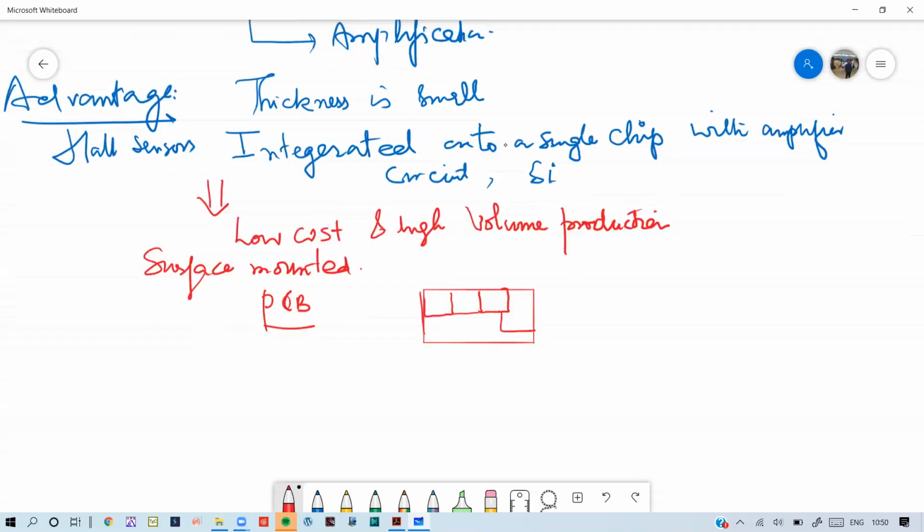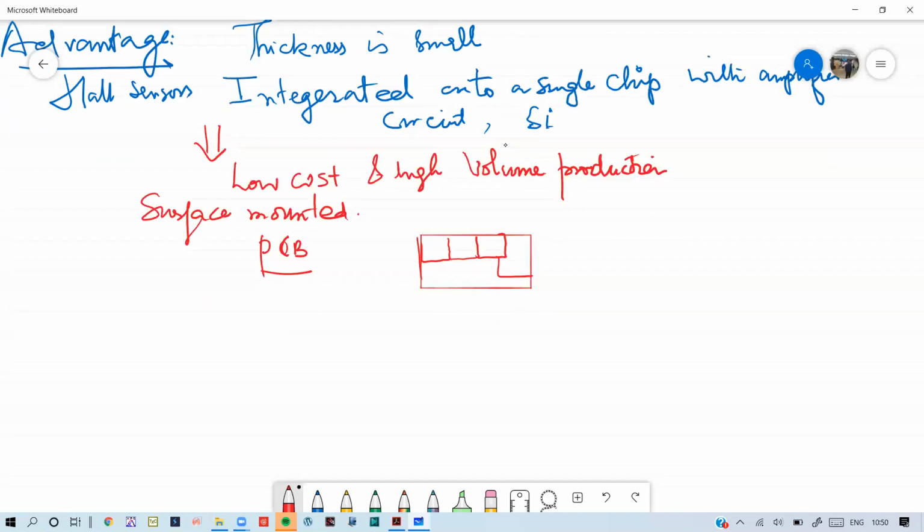And another thing is that we can have a P-type and N-type material in a single sensor package, in a Hall sensor package.